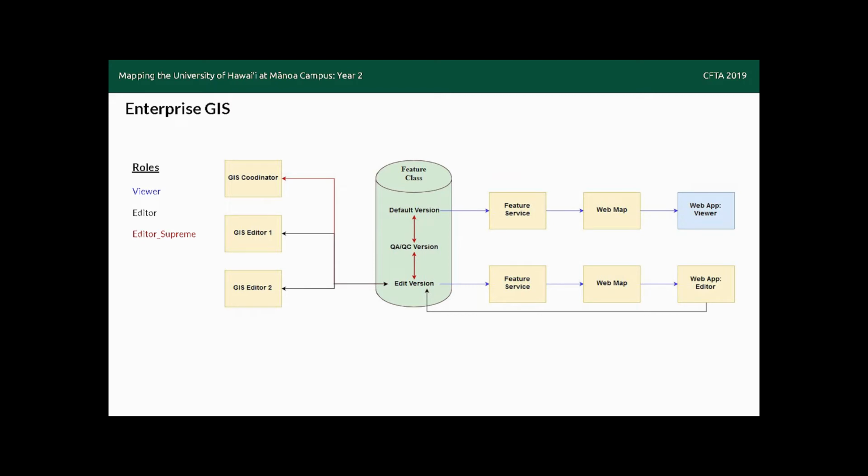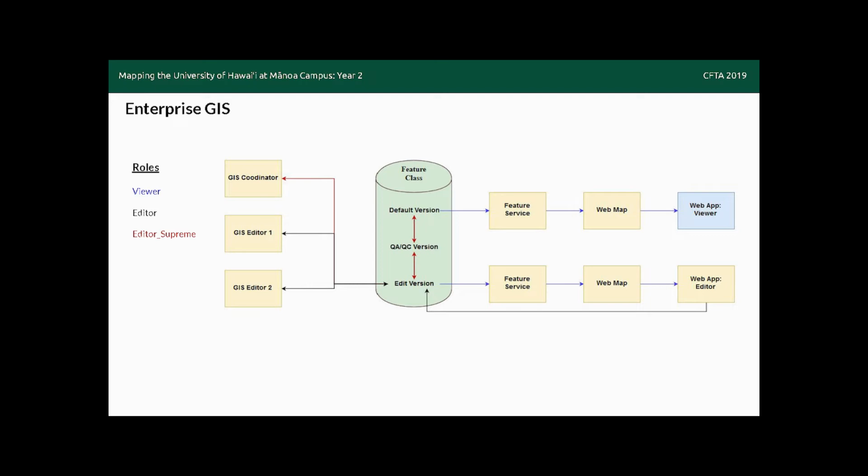And so this is just a simple version of how our enterprise setup is. So for data, we do have different versions. For example, a road feature class, we just have an edit version, a QA/QC version of that, and the default. The edit version, different people can edit it based on their roles. So the simple editor can do it, and also the editor supreme, as I want to call it, which can edit everything and also push those edits up to the public default version.